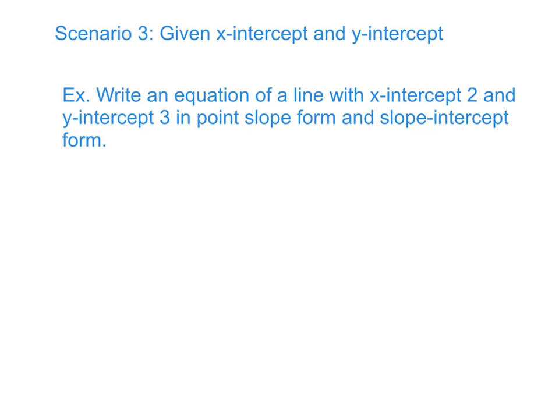In this scenario, we're given an x-intercept and a y-intercept. And so just for practice, I'm going to have us do this in both point slope form and slope-intercept form. The first thing you need to remember about x-intercepts and y-intercepts is if you have an x-intercept, that means that it's hitting directly on the x-axis and it's nowhere on the y. So if you have an x-intercept of 2, like this that I just drew here for you, the ordered pair would be 2, 0, because it's nowhere on the y.